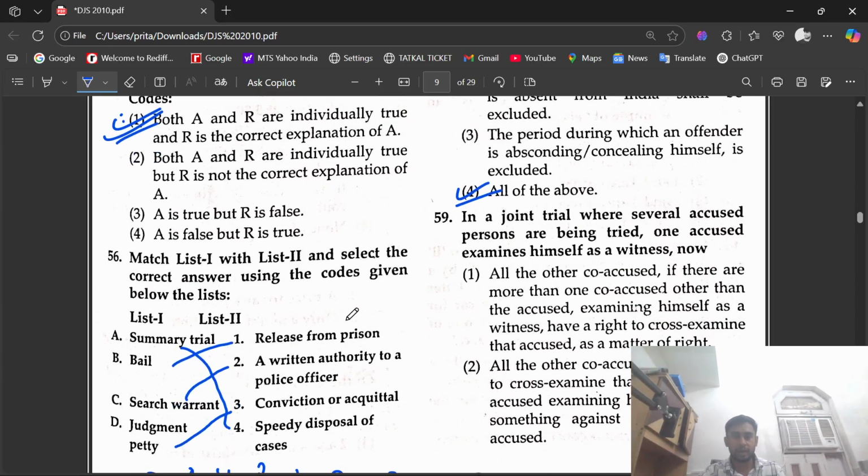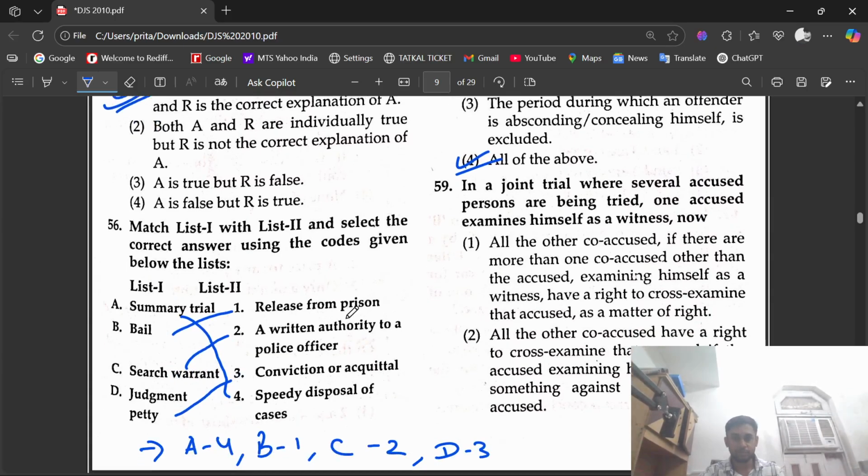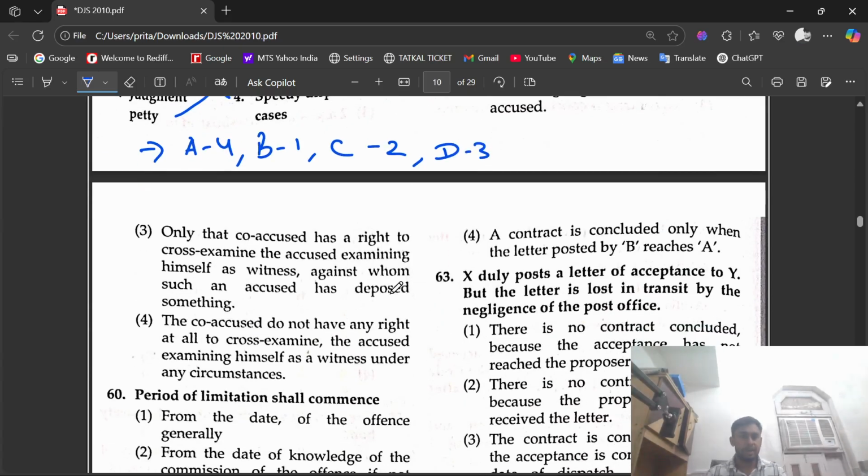Question number 59. In a joint trial where several accused persons are being tried, one accused examines himself as a witness. Now, only that co-accused has a right to cross-examine the accused examining himself as a witness against whom such an accused has deposed something. The right option is option 3rd.